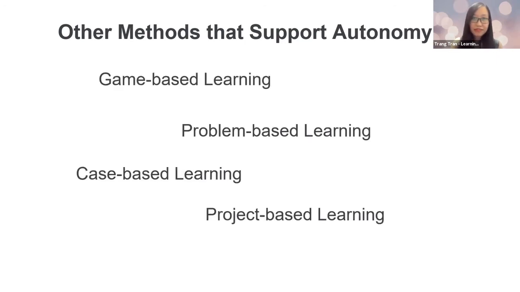Here are some of my suggestions, and these are methods you know about already. So in addition to creating different learning paths for students to choose, we can foster autonomy by utilizing methods such as game-based learning, problem-based learning, case-based learning, project-based learning. As long as the students feel like they can have a voice in choosing what they want to do, then we foster autonomy in class.